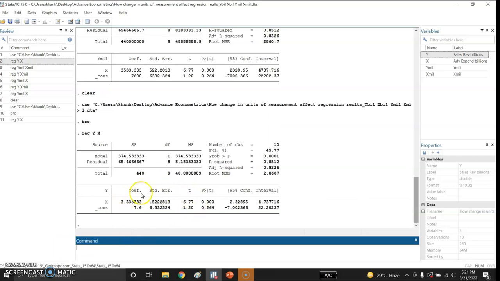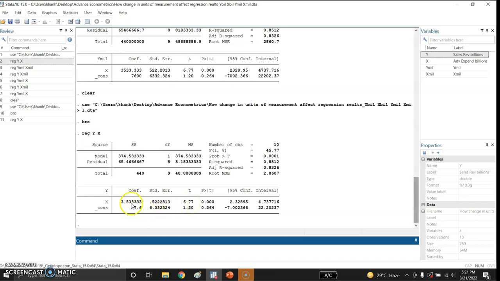So here are the results. This is ANOVA, and here it shows model sum of squares or regression sum of squares, these are residual sum of squares, these are total sum of squares, and this is the number of observations. F statistic is 45.77, and this is the probability value of F. The constant term is equal to 7.6, its standard error is 6.33, and its t value is 1.20, and the coefficient for x variable is 3.533, its standard error is 0.522, and its t value is 6.77.